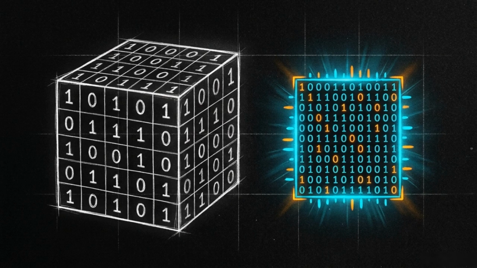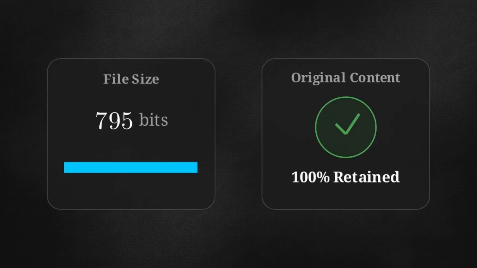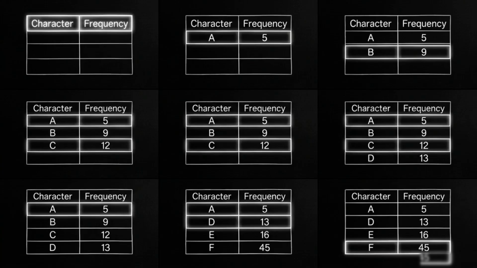To bypass this inefficiency, computer science relies on lossless compression. This is a protocol designed to reduce the total bit count of a file without discarding any original information. This table outlines our raw target dataset. We have a specific 6-character vocabulary and the exact frequency of each character: A at 5, B at 9, C at 12, D at 13, E at 16, and F at 45.